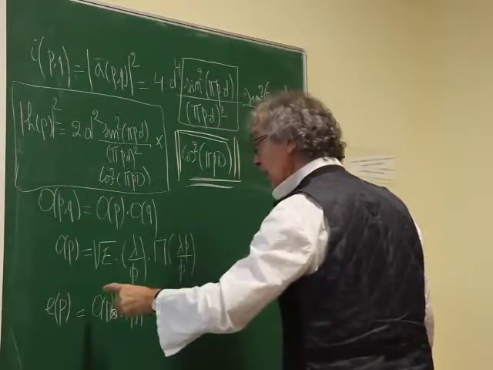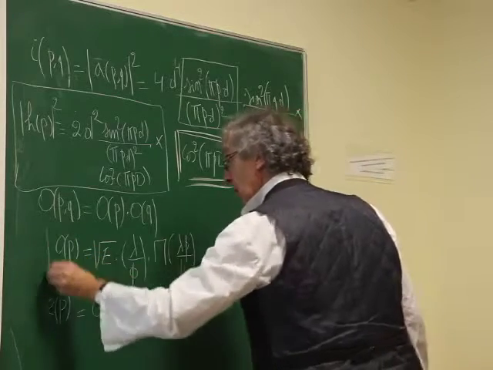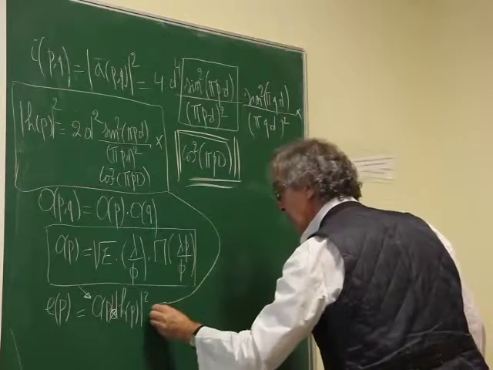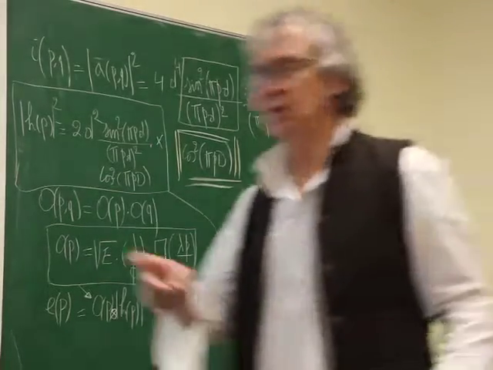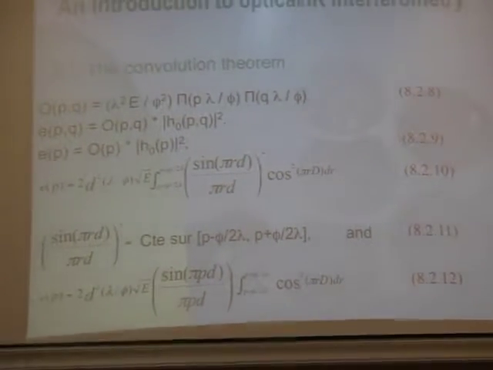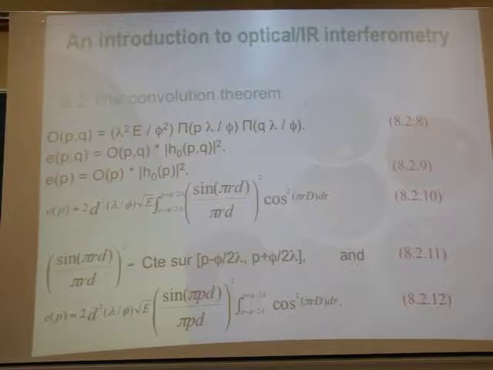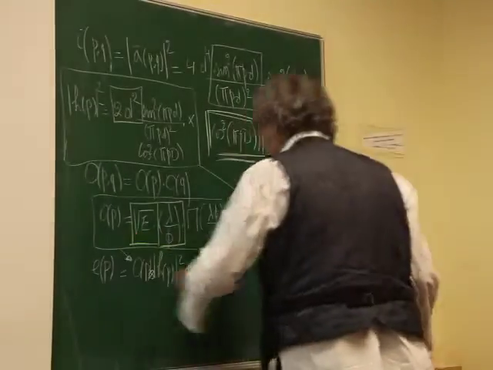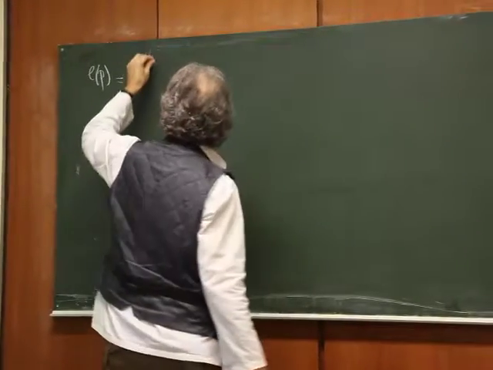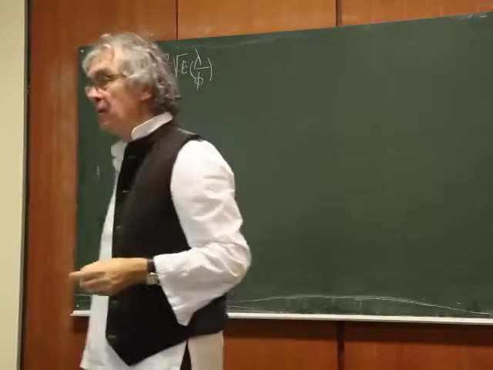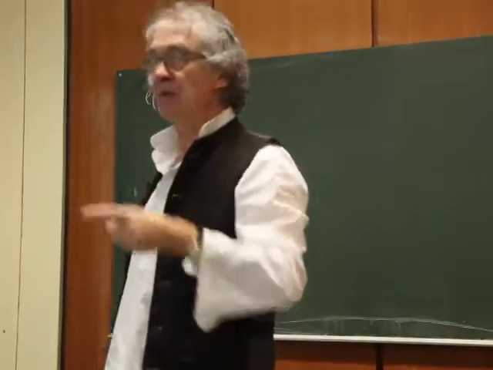And so now, I just need to make this convolution where OP is given by this expression and where HP square is given by that other expression. Now we may just look at the slide if I made any mistake. Okay, so EP is equal to square root of E. This comes from here. So 2d square times the square root of E times lambda over phi. And now I have to make the convolution product here.